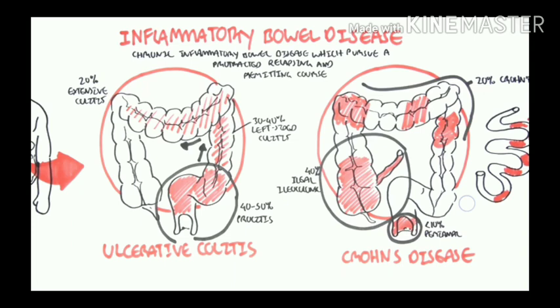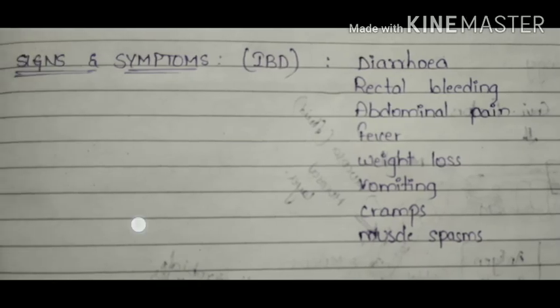And if we go for the signs and symptoms, we can observe diarrhea, rectal bleeding, abdominal pain, fever, weight loss, vomiting, cramps, and muscle spasm. These are the signs and symptoms we can observe in both ulcerative colitis and Crohn's disease.